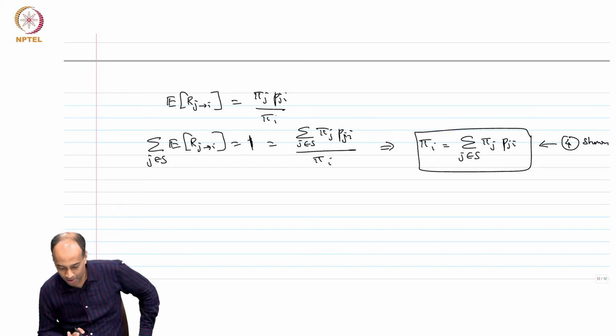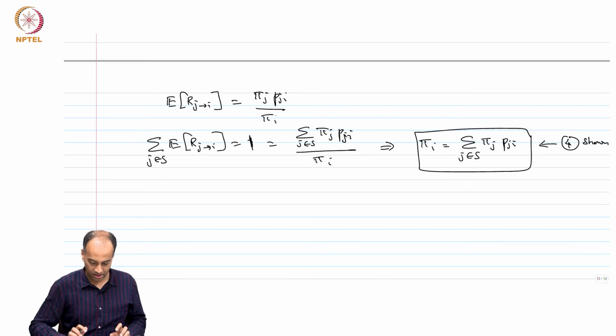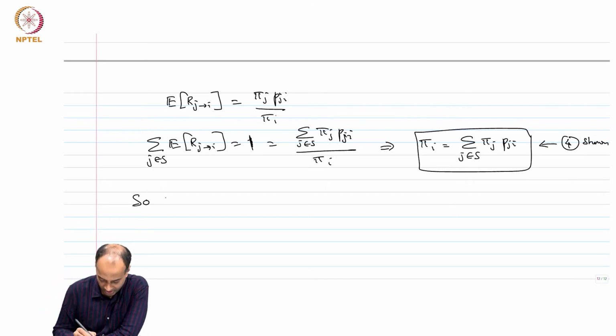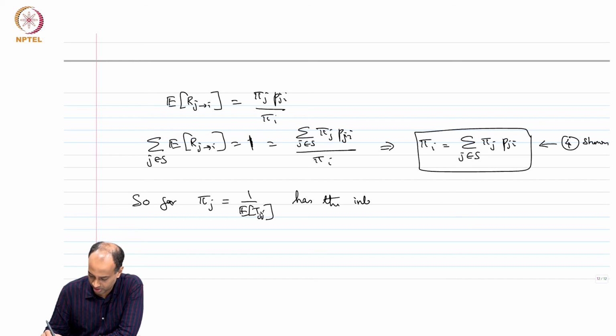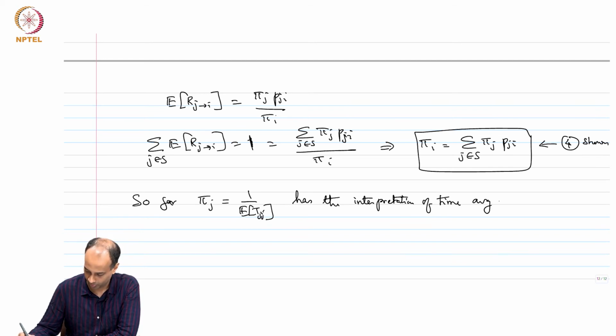Now, I want to briefly look at this. So far, pi j, which is just 1 over expected Tjj, has the interpretation of time average occupancy of state j.